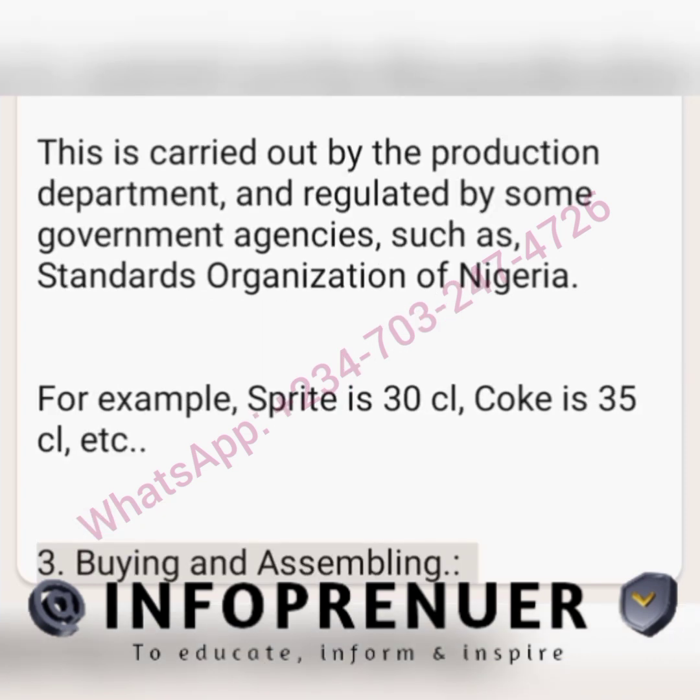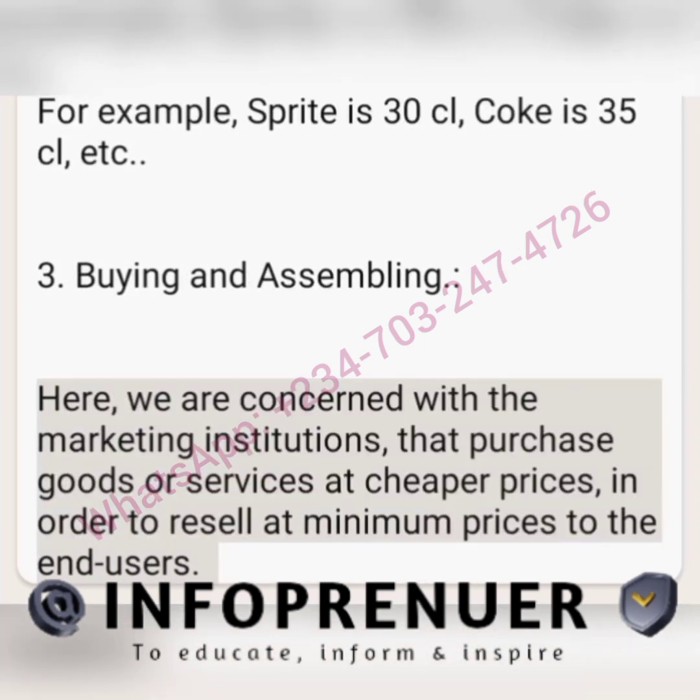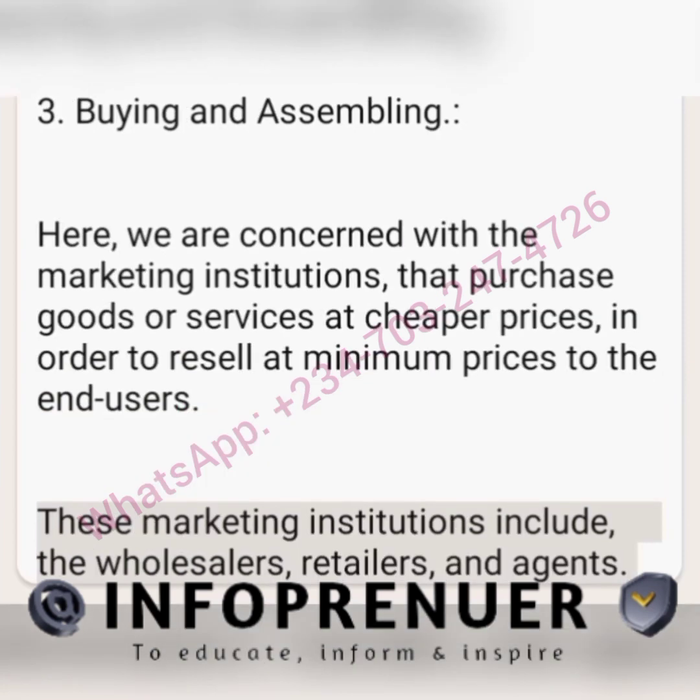3. Buying and assembling. Here, we are concerned with the marketing institutions that purchase goods or services at cheaper prices in order to resell at minimum prices to the end users. These marketing institutions include the wholesalers, retailers, and agents.